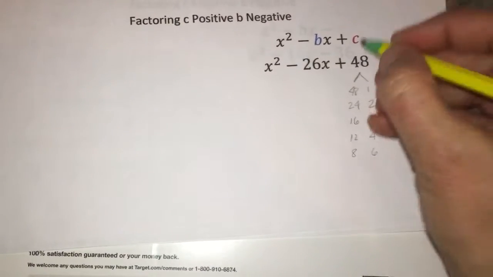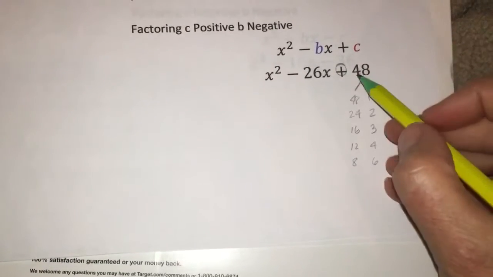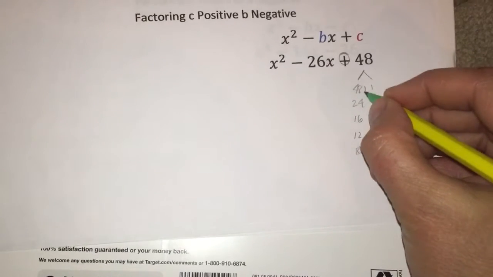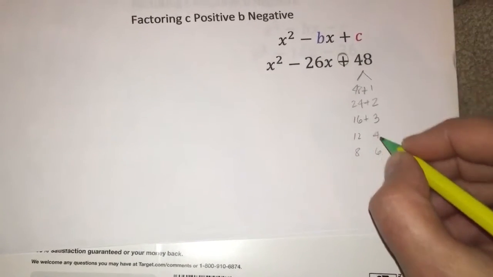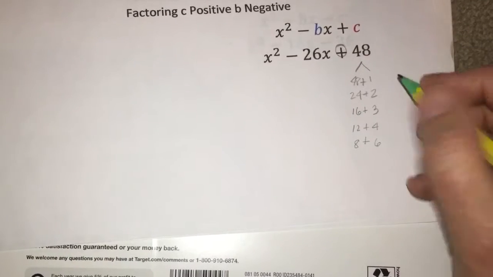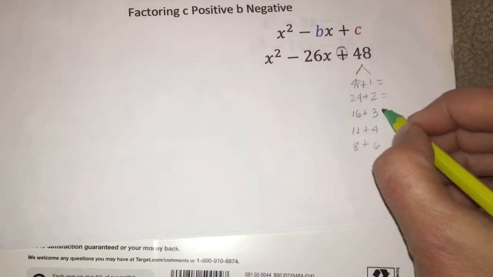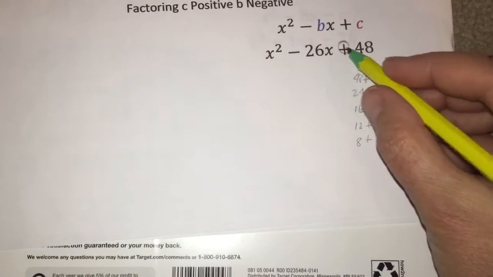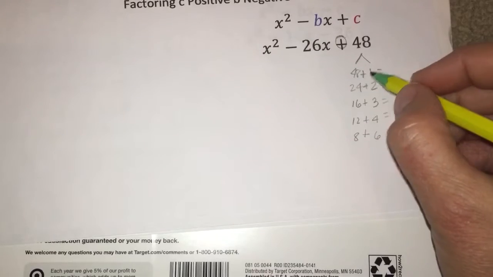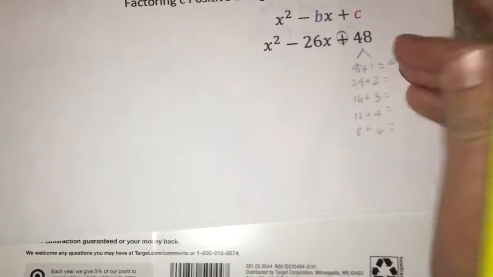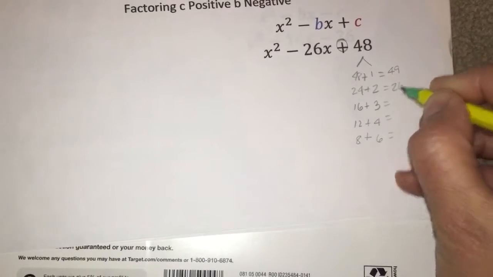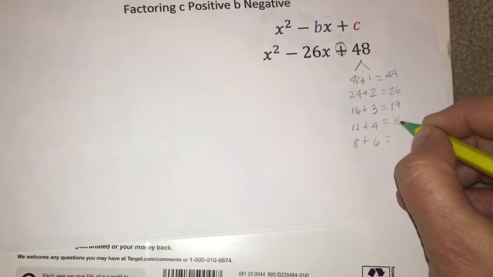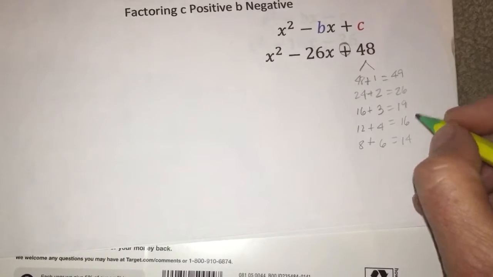Now, once I've done this, I'm going to look at the sign immediately preceding my C term, which in this case is a plus sign, or a positive, and that is the operation I'm going to use with each of my factored pairs to determine which numbers are going to go in my factors. So we're going to use the plus sign: 48 plus 1 is 49, 24 plus 2 is 26, 16 plus 3 is 19, 12 plus 4 is 16, and 8 plus 6 is 14.